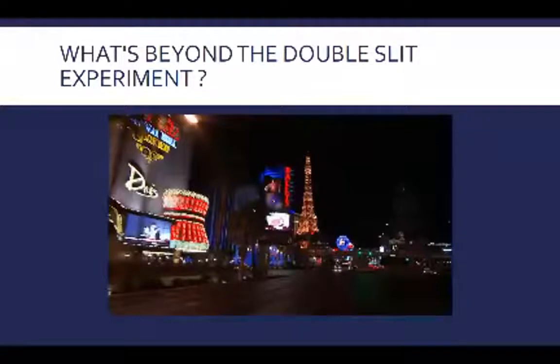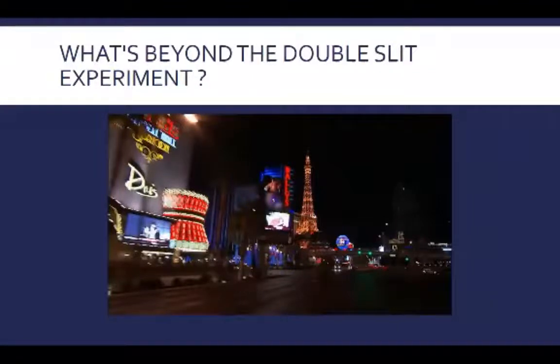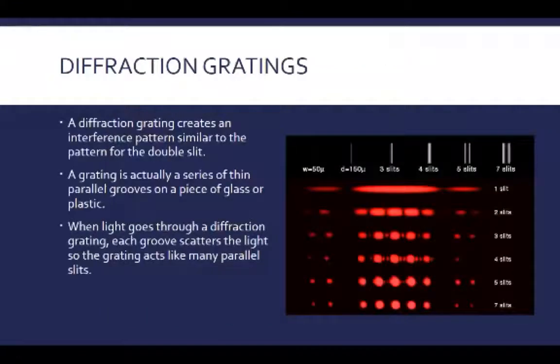Okay, so this has to do with that wave-particle duality, this idea that what we think of as a particle is actually, when in motion, behaving like a probability wave. There's a chance of finding it at any one particular place, which makes sense when you start thinking about these interference patterns, when you start thinking about diffraction. And so we have something called a diffraction grating. Now, a diffraction grating creates an interference pattern very similar to the pattern for the double slit experiment. A grating is actually a series of thin parallel grooves on a piece of glass or plastic. When light goes through a diffraction grating, each groove scatters the light so that the grating acts like many parallel slits.